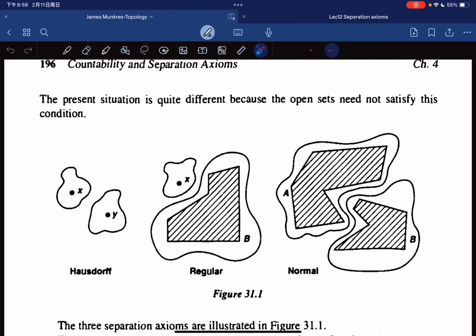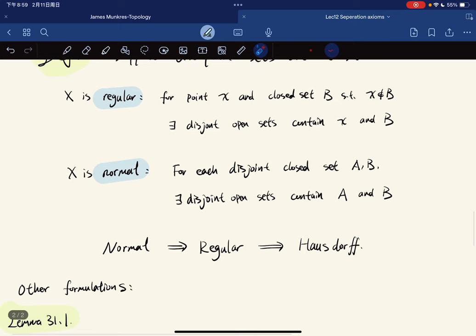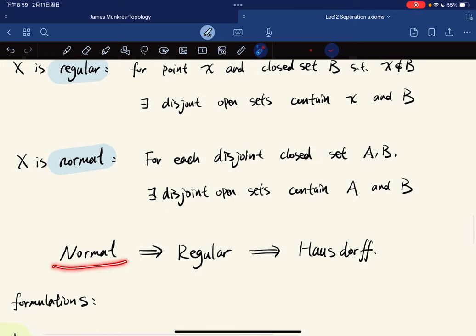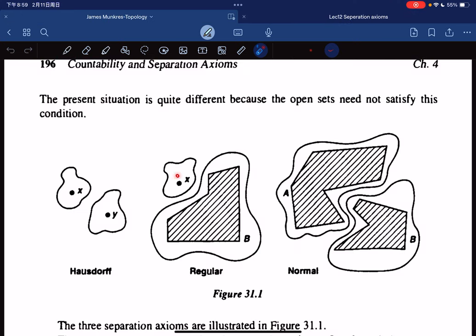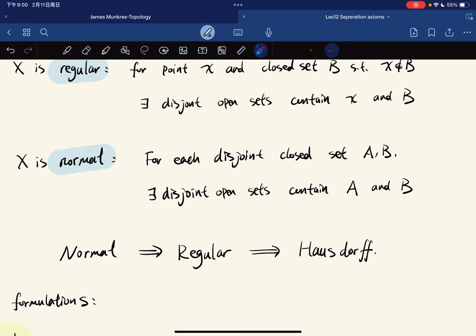So here's a diagram. For Hausdorff, you have this, but for regular, you have a point X and a closed set B, and you have neighborhoods containing them. For normal spaces, we have two closed sets, and we have open sets containing them. Note that normal implies regular implies Hausdorff. I believe this is because one-point sets are closed, so normal implies regular. And again, since one-point sets are closed, regular implies Hausdorff. So I think this is really clear.